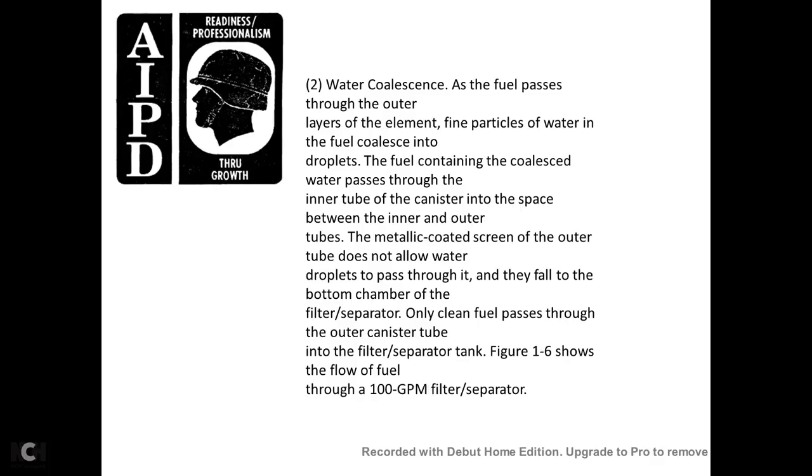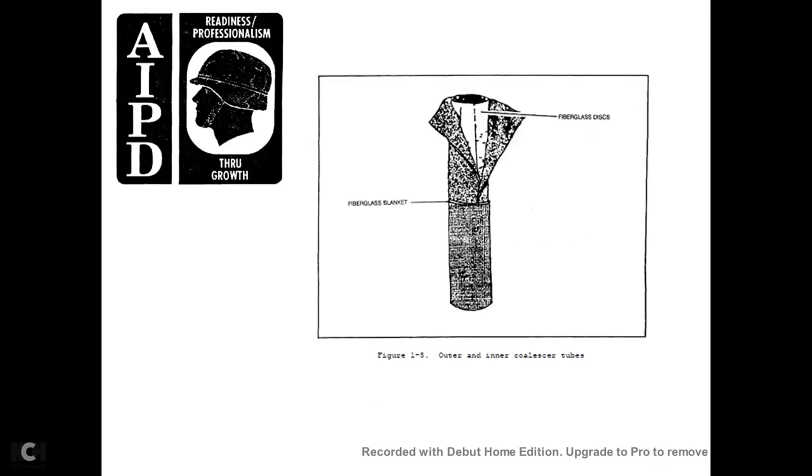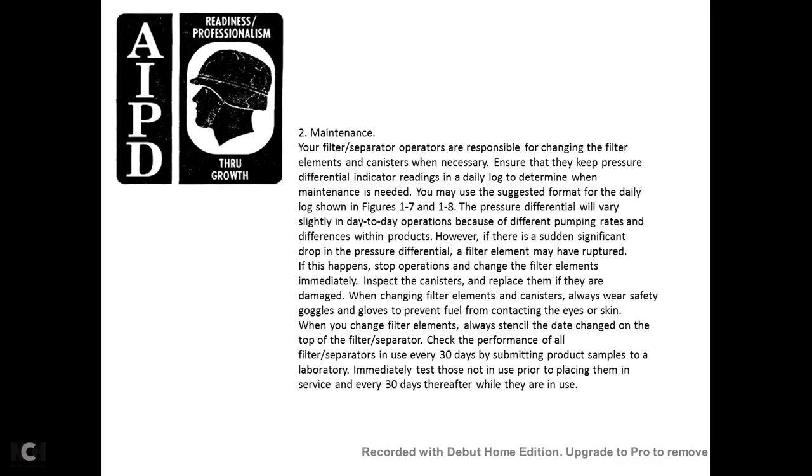Figure 1.6 shows the flow of fuel through a 100-gallon filter separator. The parts shown are the fiberglass disc, the fiberglass blanket, and the outer and inner coalescer tubes. 2. Maintenance. The filter separator operator is responsible for changing filter element canisters when necessary, to ensure proper operation. Keeping the pressure differential indicator reading in the daily log determines if maintenance is needed.